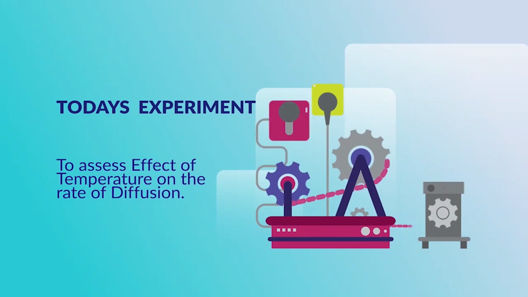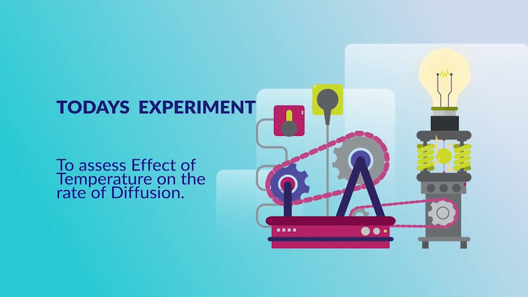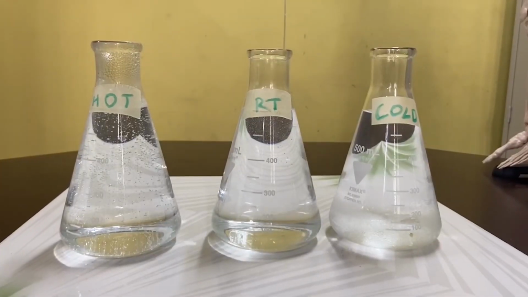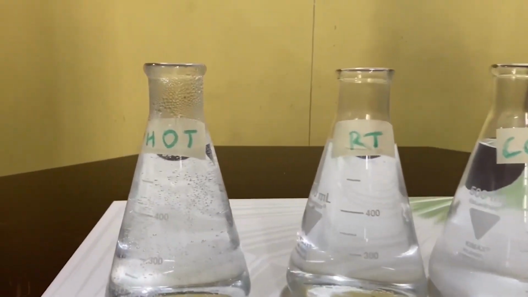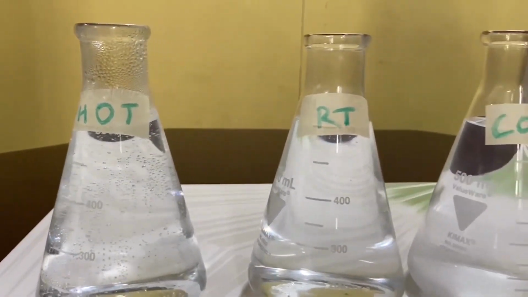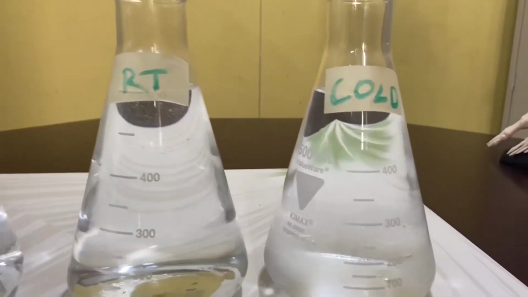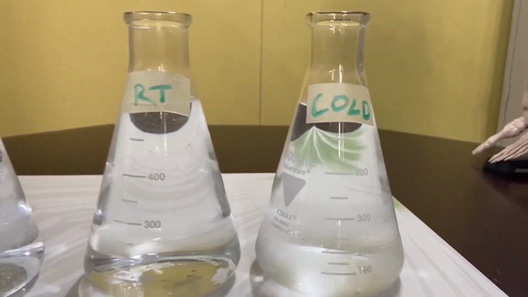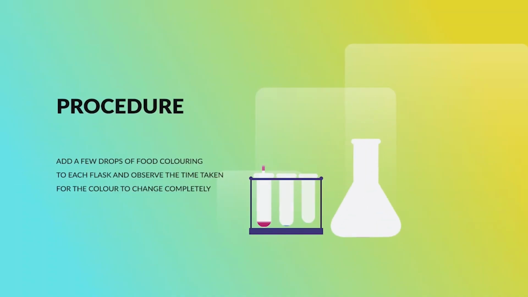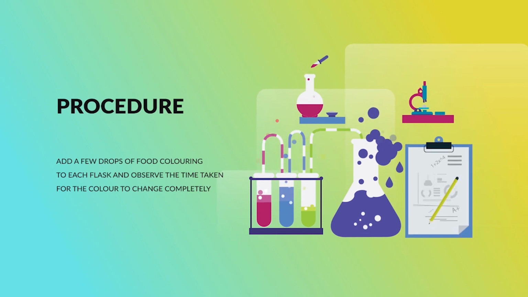In today's experiment, we will be looking at diffusion. Specifically, we will be looking at how temperature affects the rate of diffusion. Looking at our setup, we have 3 500 ml conical flasks. The first conical flask contains hot water, the second one contains room temperature water, and the third one contains cold water. To each conical flask, we are going to add drops of food coloring and observe the time taken for the color to change.